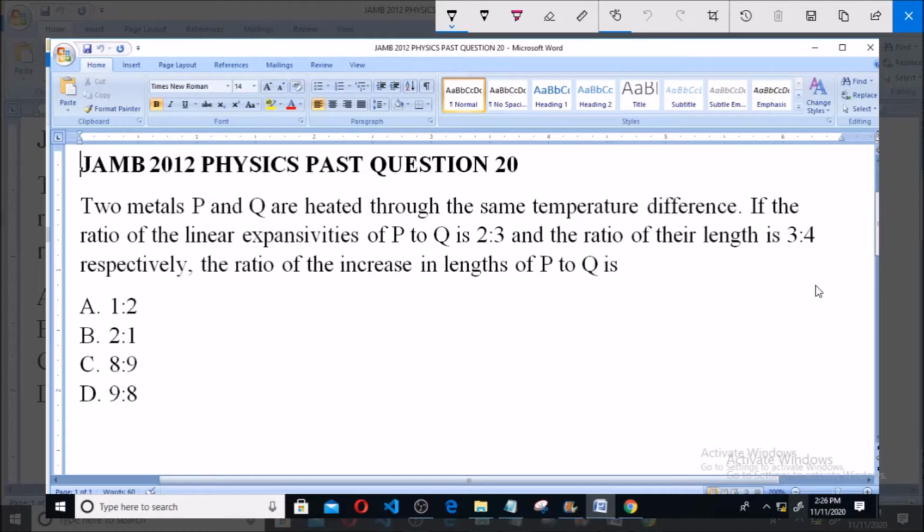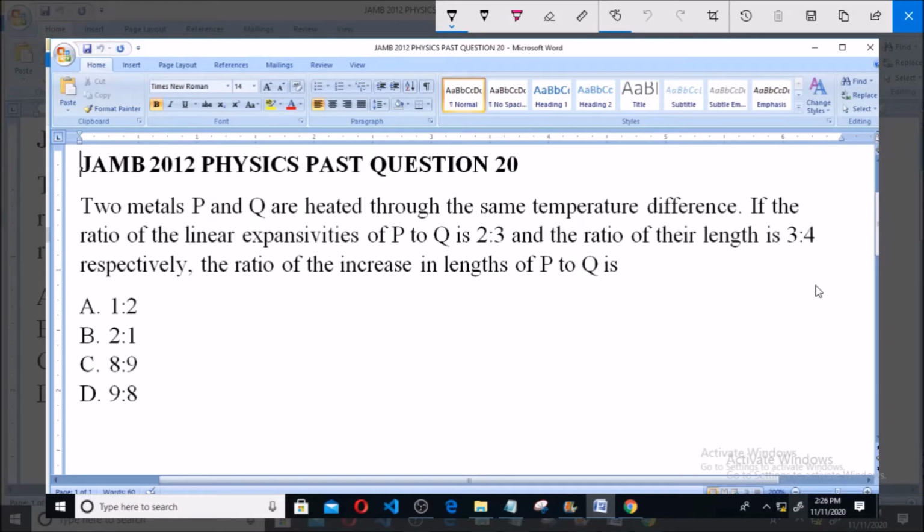Two metals P and Q are heated through the same temperature difference. If the ratio of the linear expansivities of P to Q is 2:3 and the ratio of their lengths is 3:4 respectively, the ratio of the increase in length of P to Q is A 1:2, B 2:1, C 8:9, D 9:8.